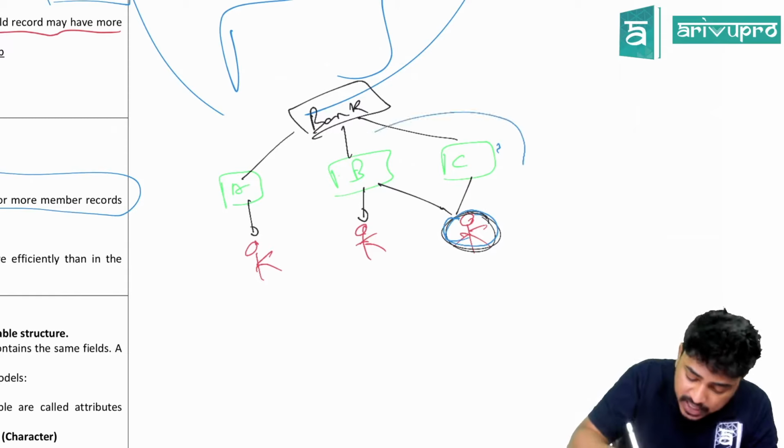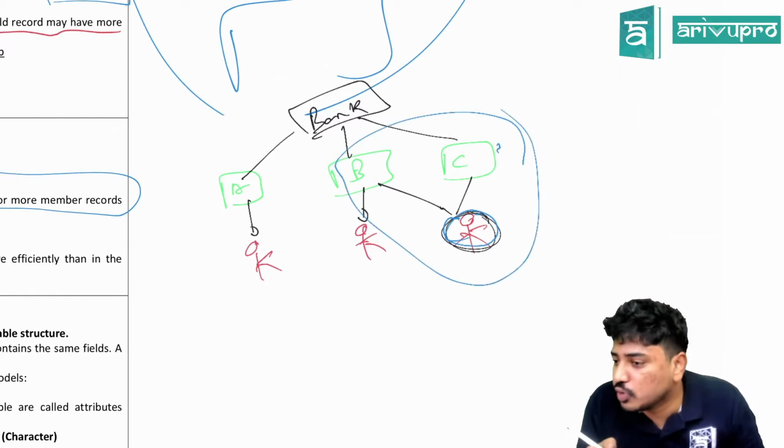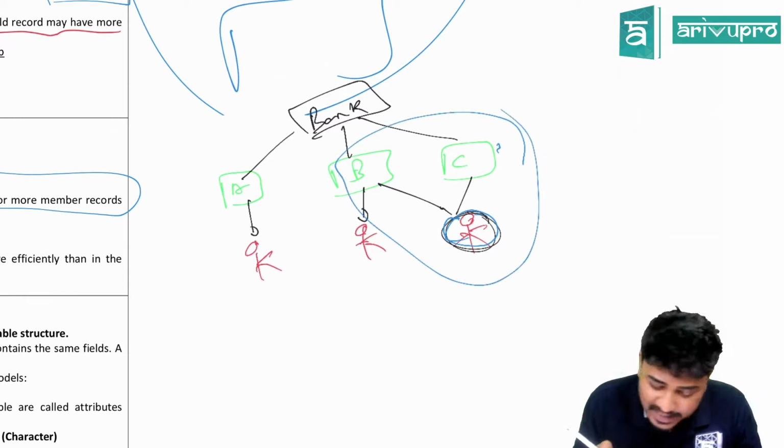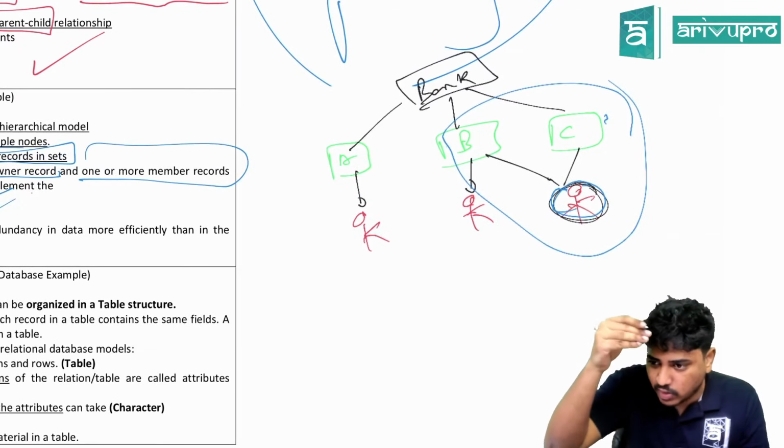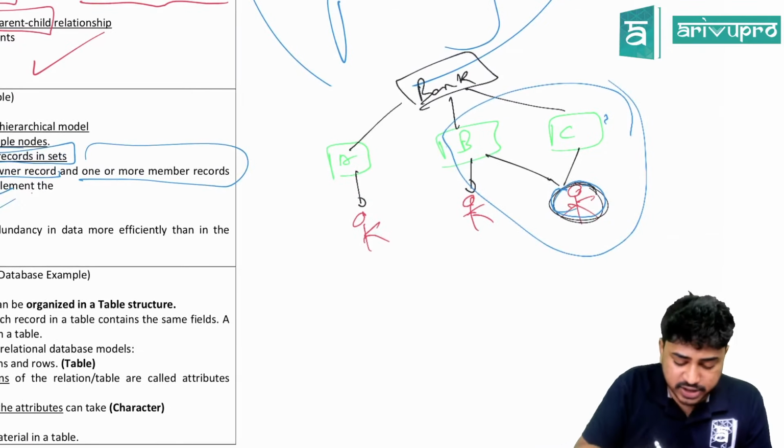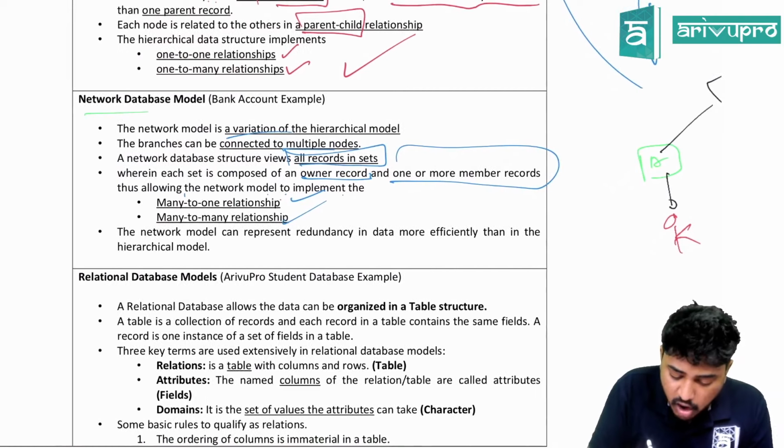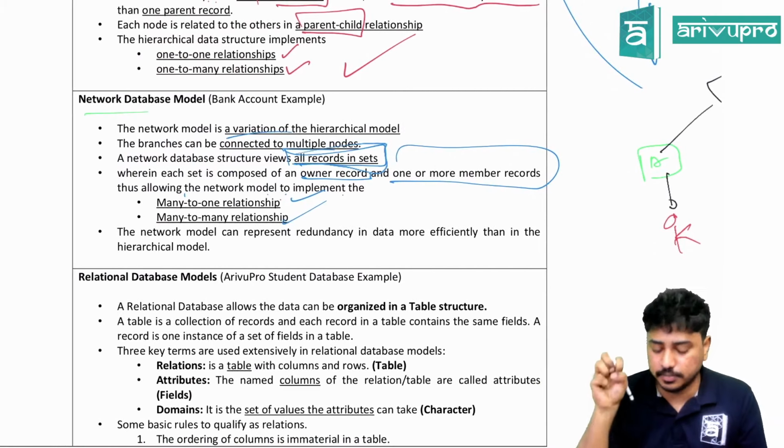So they view the data as a set. Rather than seeing it as one record, they are seeing it as a set. That is all they are saying. All records in the set are viewable.